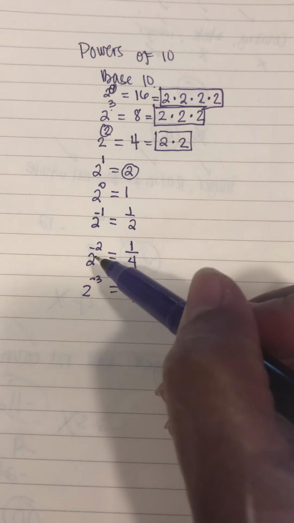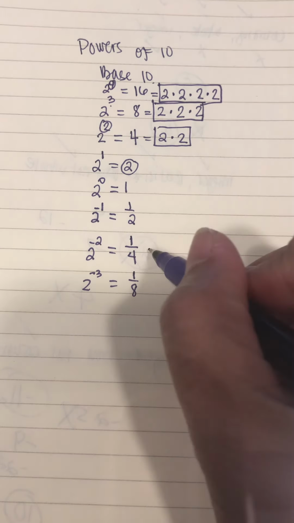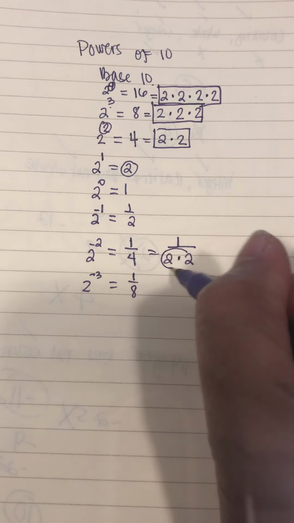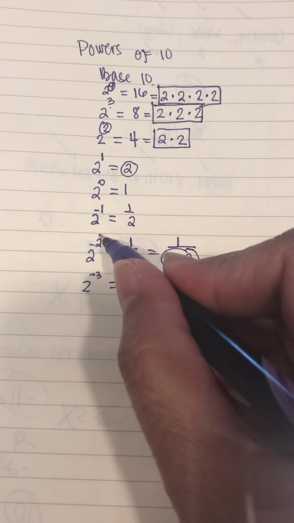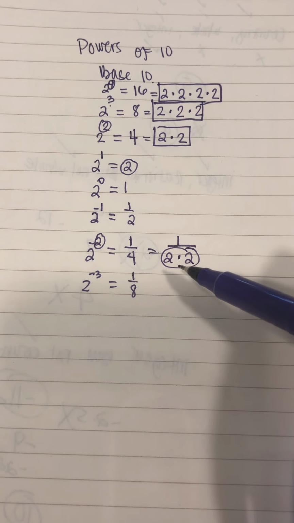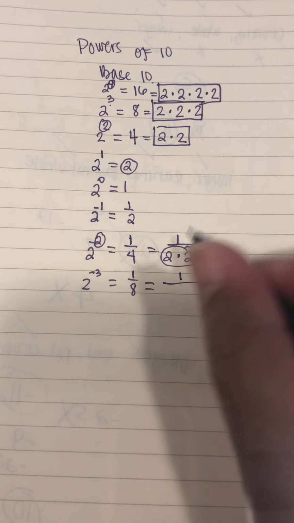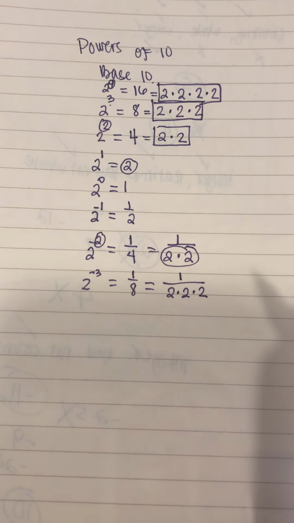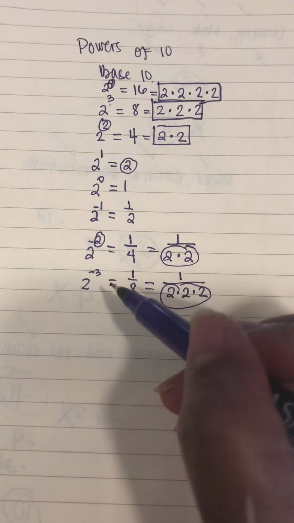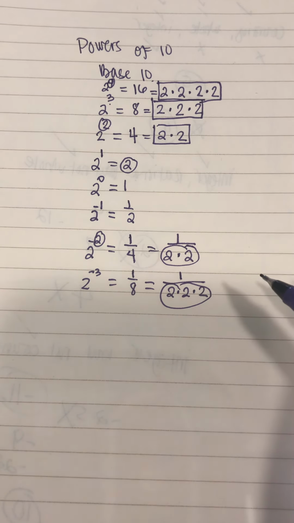All right, so now if you have 2 to the negative 2, that's equivalent to 1 over 4, which I can also write as 1 over 2 times 2. So there are 2 2's, and the exponent here is also 2. Okay, but this is just the reciprocal of 2 to the power of 2. All right, and then this one is 1 over 2 times 2 times 2. So the exponent here is 3, but since it's negative, it becomes a reciprocal of 2 to the power of 3, which gives you 1/8.